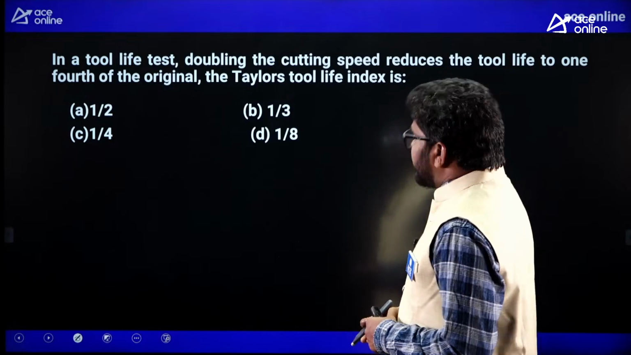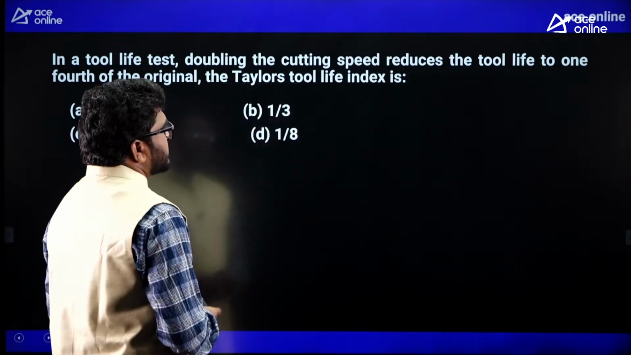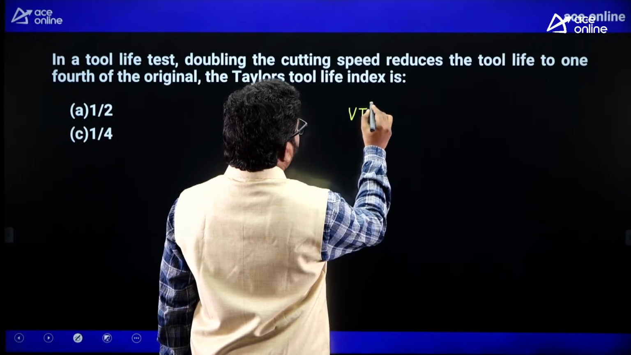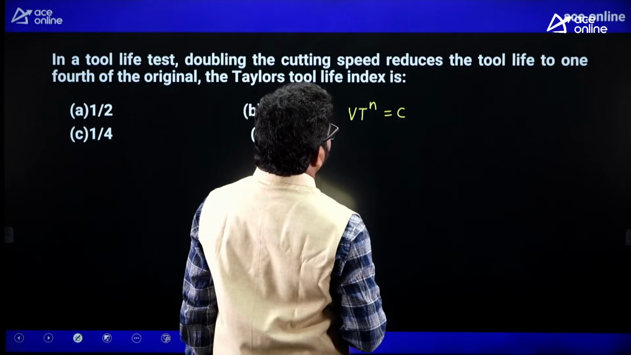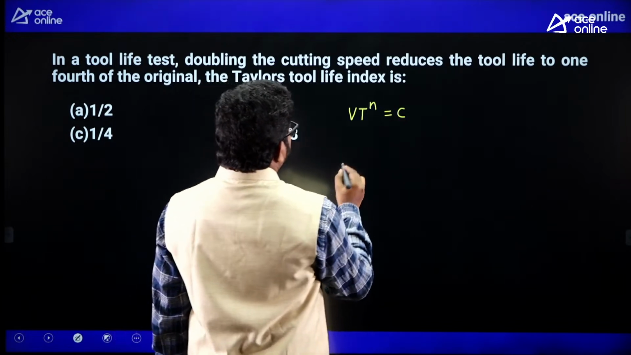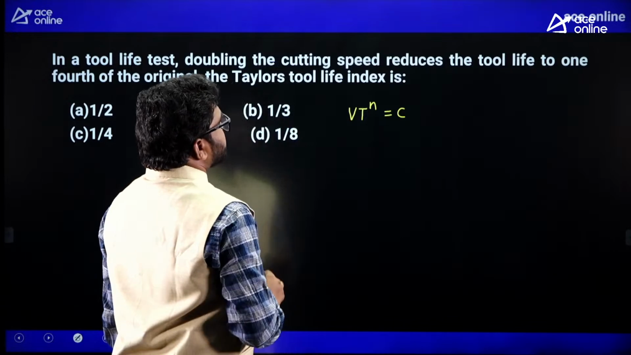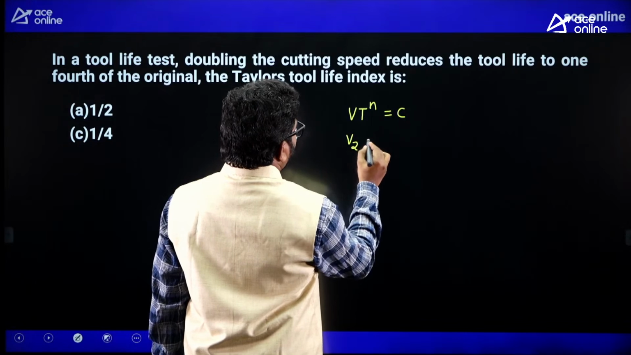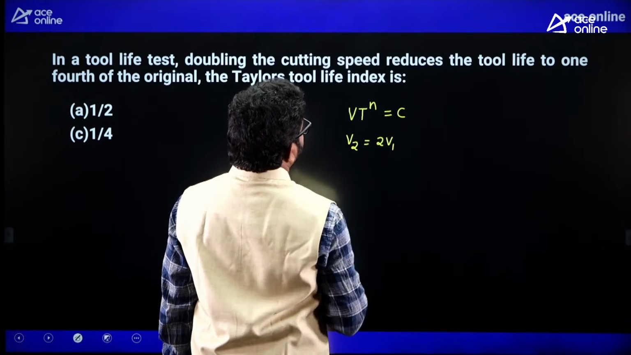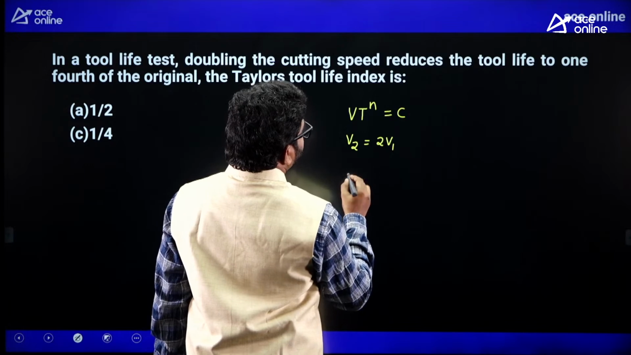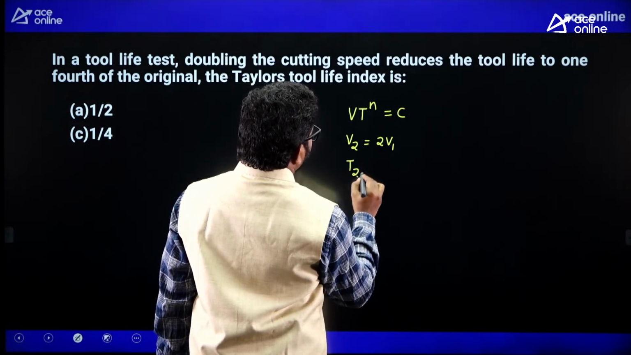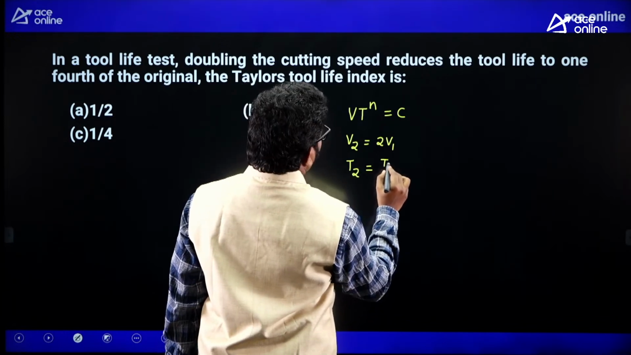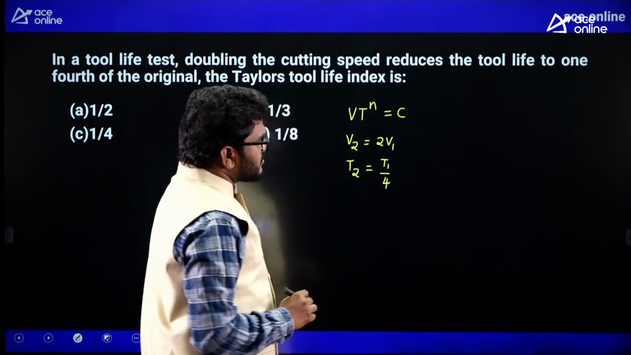The Taylor's tool life index is, now listen, a very simple question. Taylor's tool life equation is VT^n equal to constant, right? In the question, they are asking about doubling the cutting speed. Let us say V2 equals 2V1, they are doubling the speed. Then by increasing the speed, the tool life is going to be reduced to T2 equal to T1 by 4, that is 1/4 of the original.